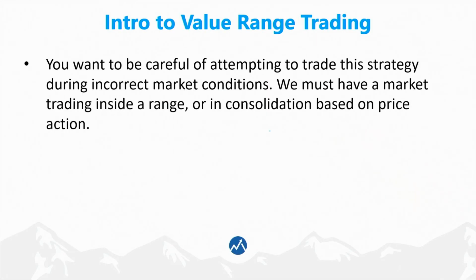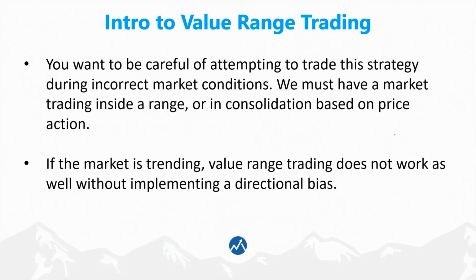All right. Now you want to be careful though, attempting to trade value range trading, a mean reversion strategy, during incorrect market conditions. We've got to make sure that the market is trading inside of a range or in a consolidation based on price action. If the market is actually trending, then range trading does not work as well without implementing a directional bias. Make sense?